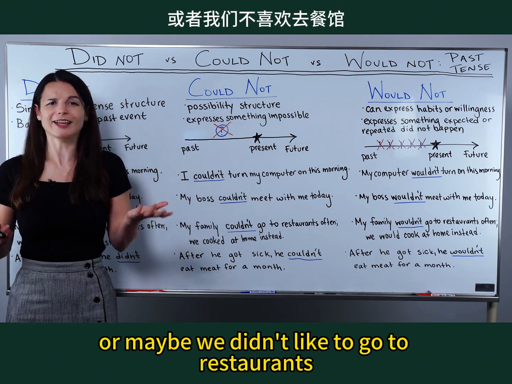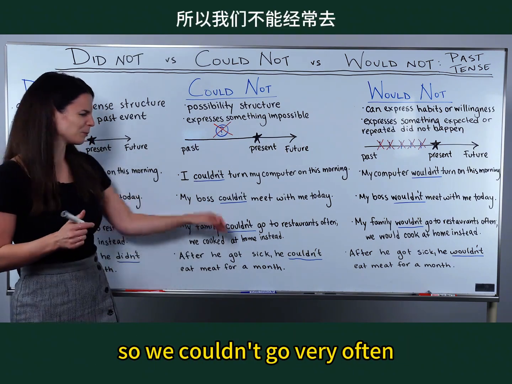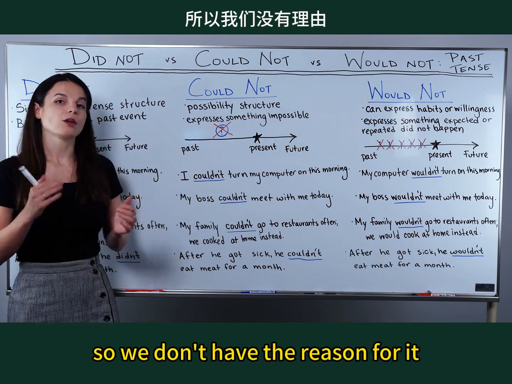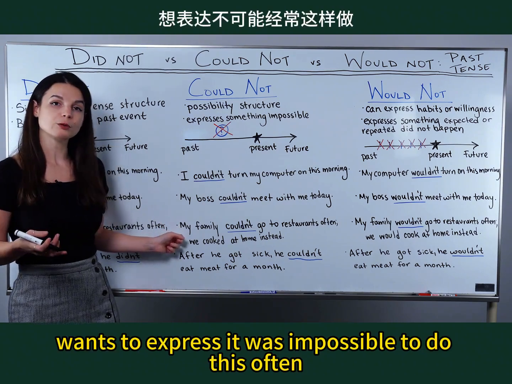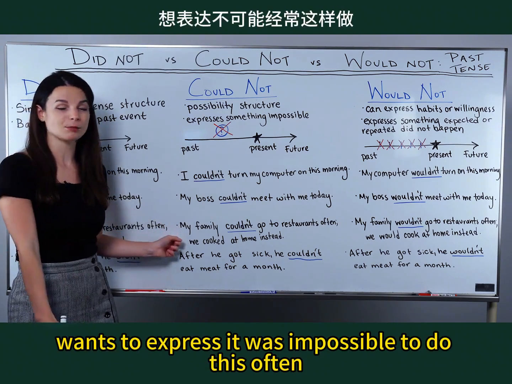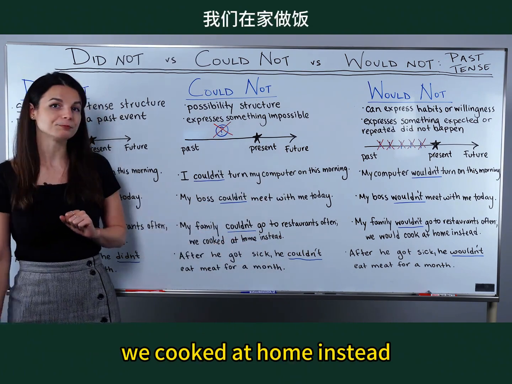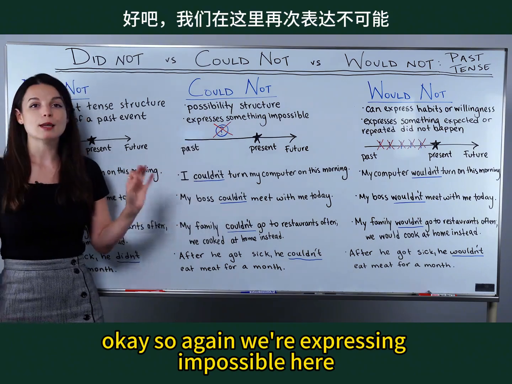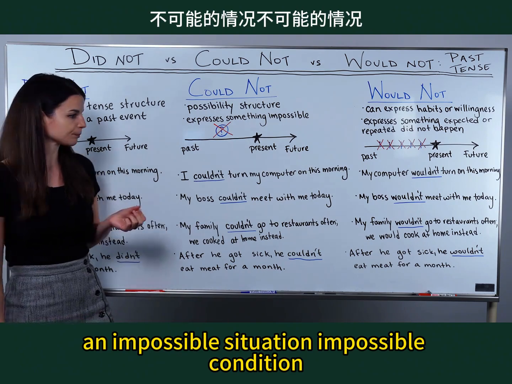Or maybe we didn't like to go to restaurants or something like that, or someone didn't like it very much, so we couldn't go very often. So we don't have the reason for it, but the speaker or the writer wants to express it was impossible to do this often. We cooked at home instead. Okay? So again, we're expressing an impossible situation, impossible condition.